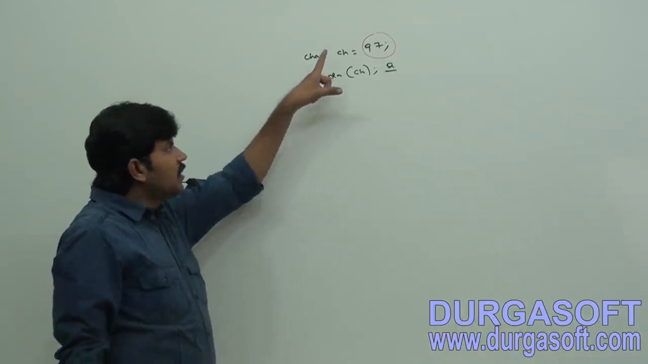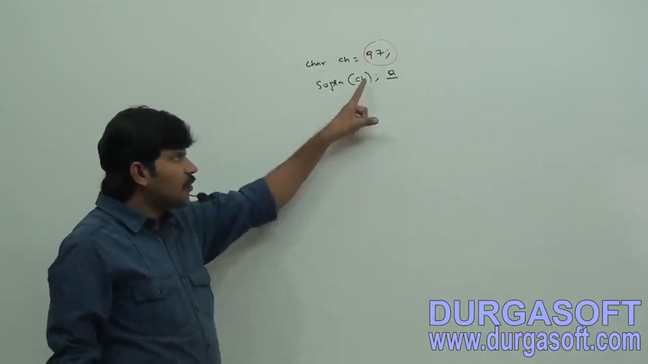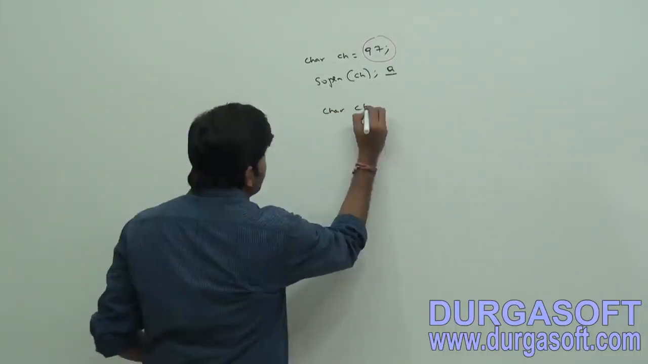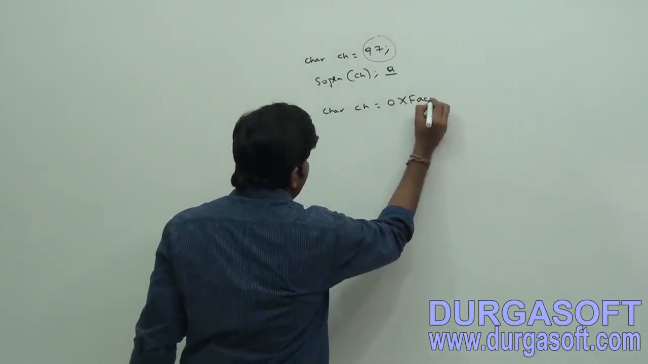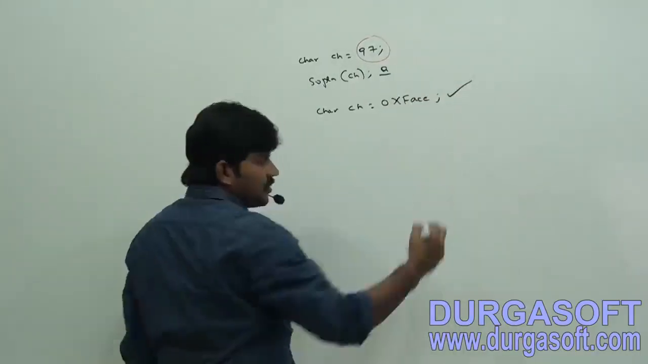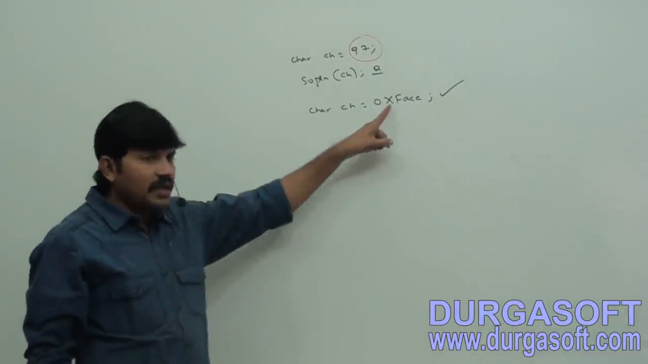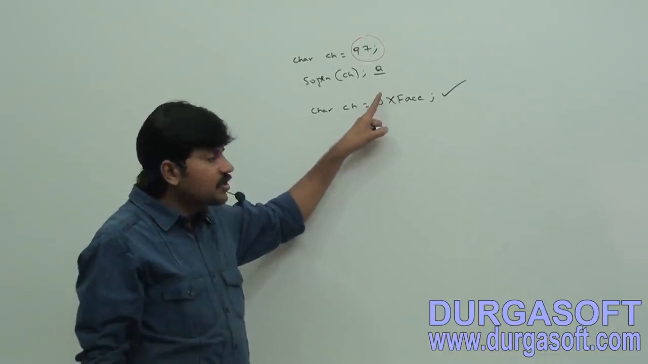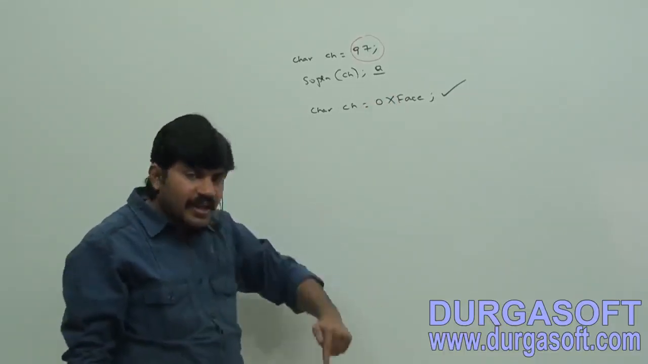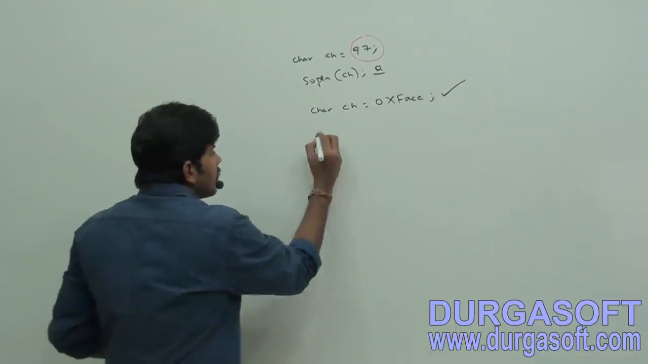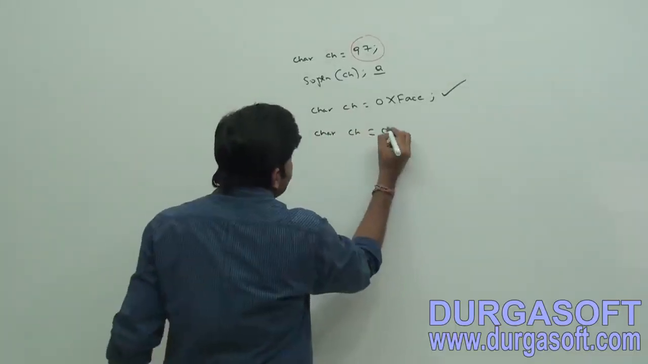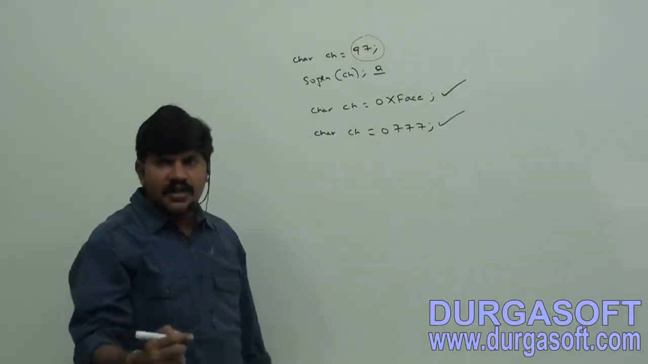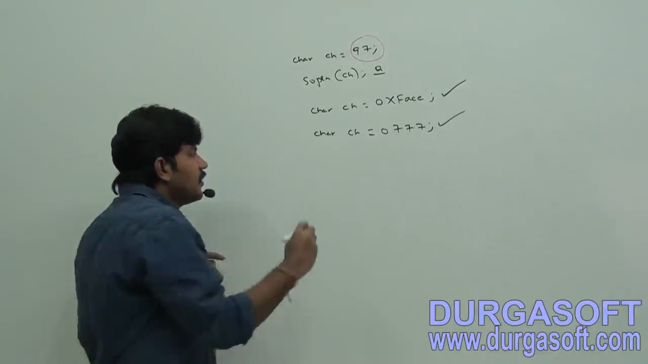Here, see this one. Char ch is equal to 97, SOP of ch is 'a'. Now I am taking char ch is equal to 0xface. Valid or not? Valid, because an integral literal can be specified in hexadecimal form also. Now what about its value? 64,206. The corresponding character will be assigned. No problem at all. Char ch is equal to 0777. No problem. Its value is 511 or so, so the corresponding character will be assigned.